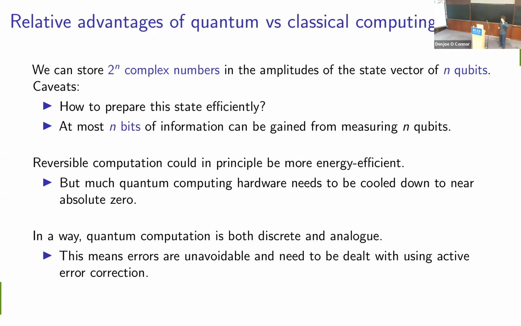Another big caveat to keep in mind about quantum computing is that, in a sense, quantum computing is both discrete and analog. We have our discrete computational basis states, the ket 0 and ket 1, but our state vectors are described by continuously varying parameters. Together with the fact that systems that exhibit quantum effects tend to be very small, that means that errors are unavoidable.